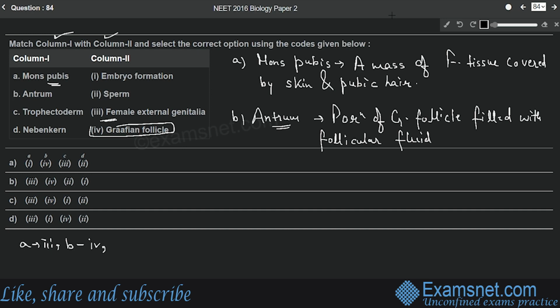Then the third one is trophoectoderm. It is found on the outer edge of the blastocyst. These are the cells, a sequence of cells, which are found on the outer edge of the blastocyst. And these are the first to differentiate.